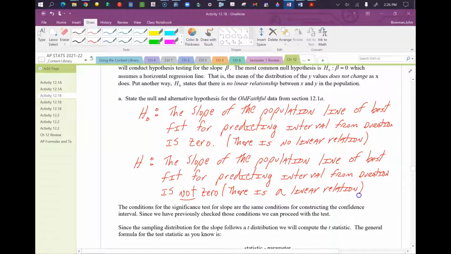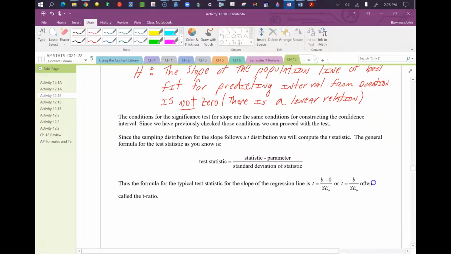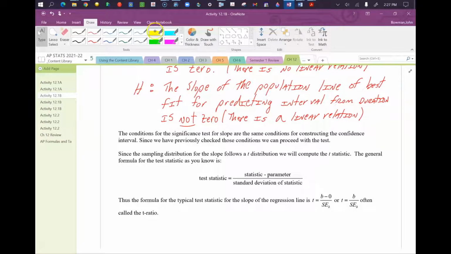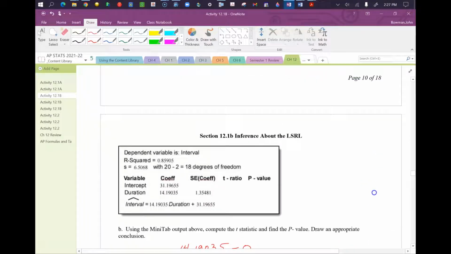As you know, we use a t-statistic for slopes. So we are going to calculate the test statistic the way we always do: statistic minus hypothesized value over the standard deviation of the statistic, which becomes this right here that I highlighted in yellow. When we have a null hypothesis where we're saying that the slope of the population line of best fit is 0, we call this a t-ratio. It's simply the sample slope divided by the standard error of the sample slope. Very often we're given this information in the form of computer output.